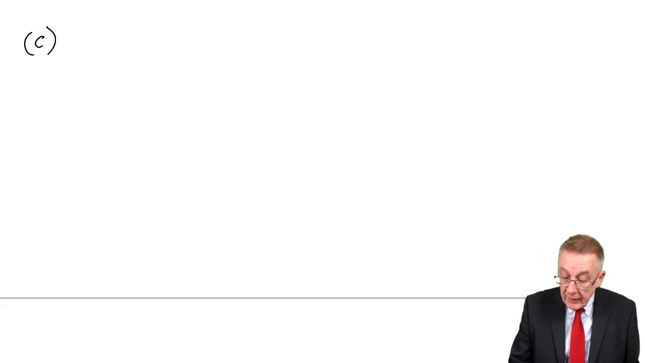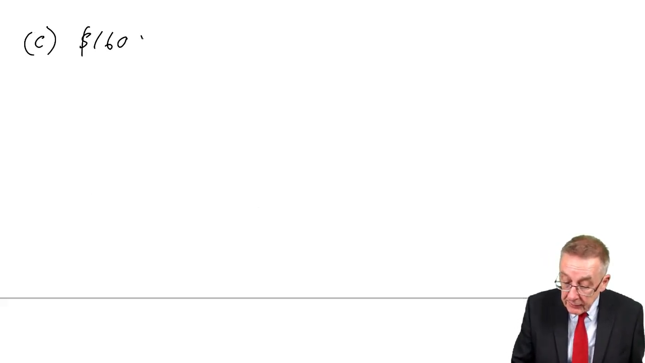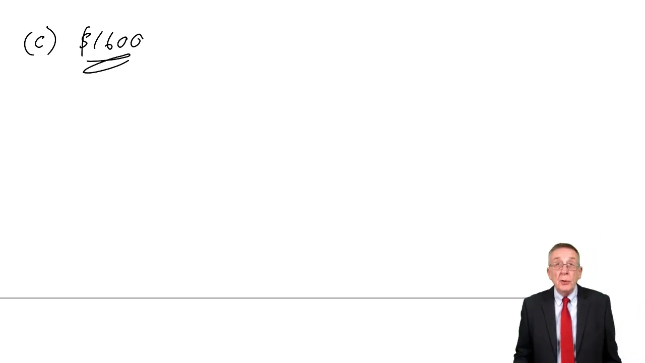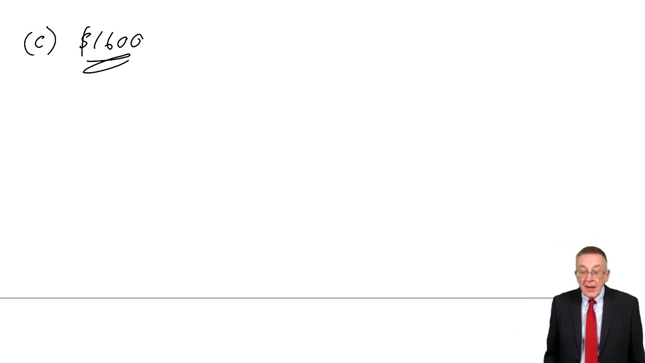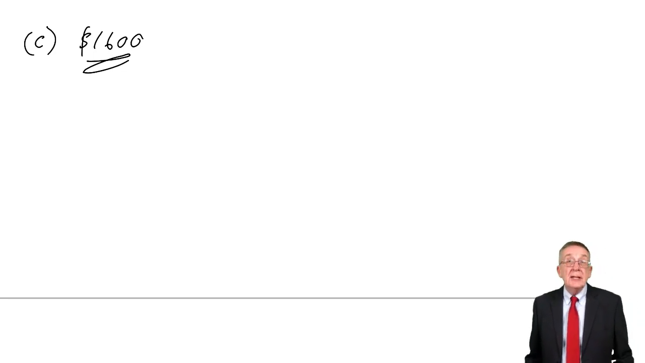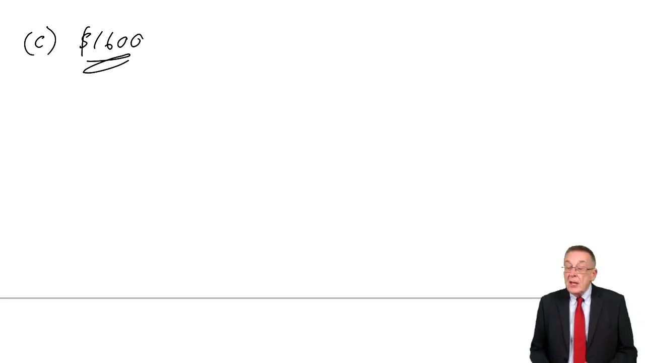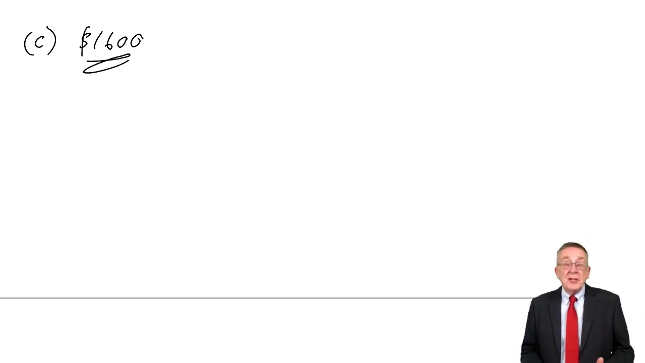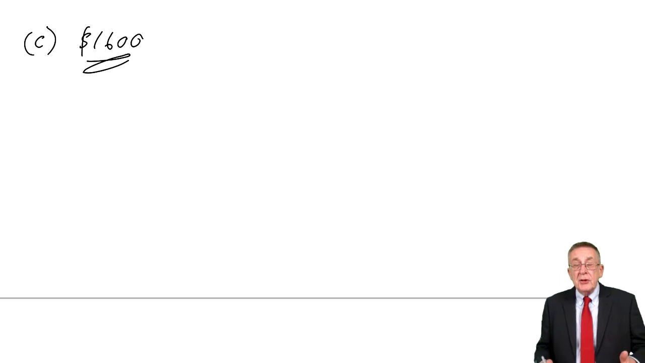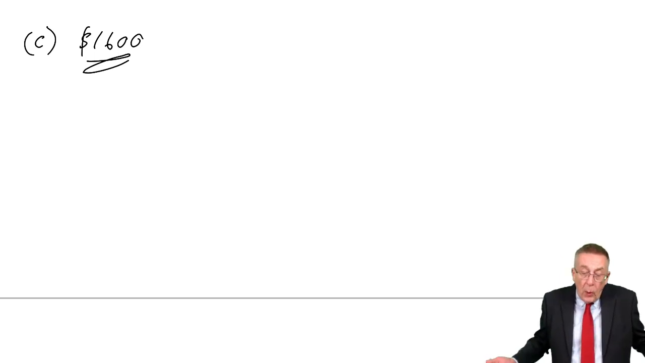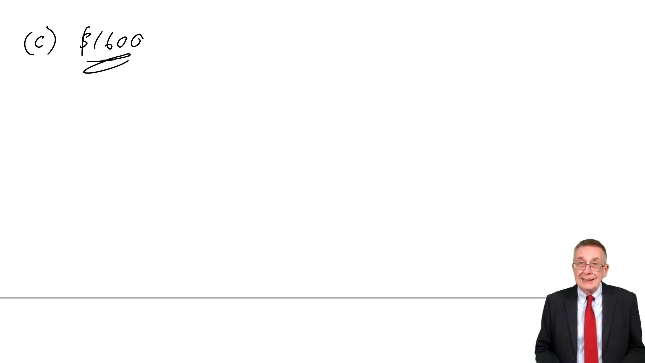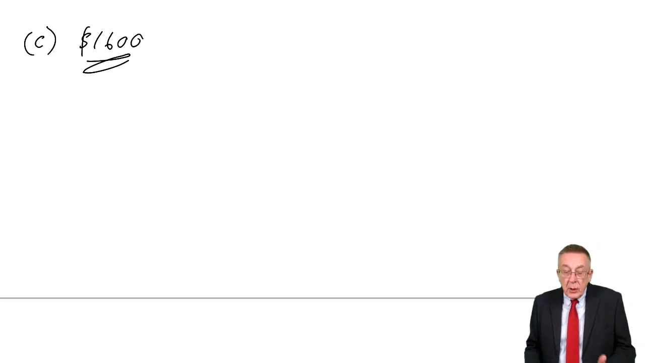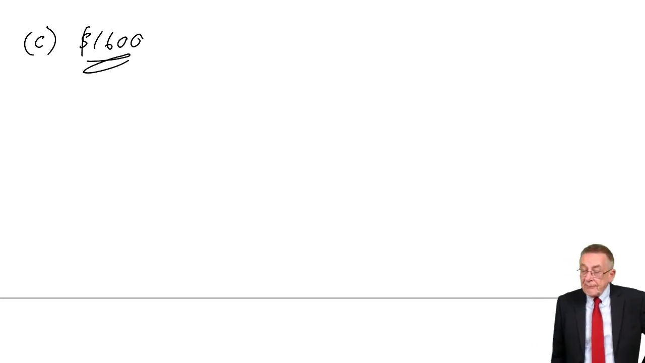Part C, again, we've got capital rationing, 1600 available. We can't do all 4 in full. But the difference here, the projects are not infinitely divisible. So this time we can't do fractions of a project. Each project, you either do all of it, 100%, or you do none of it. So what are we going to do here? Well, here there is no, what you might call, quick way.